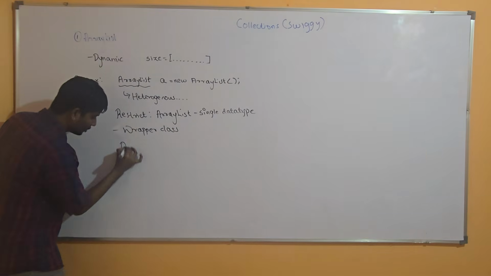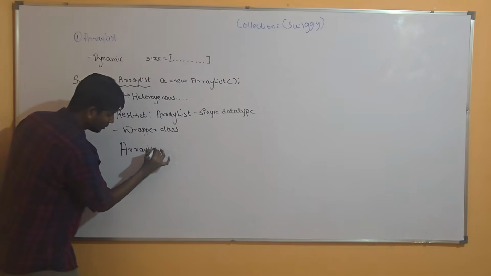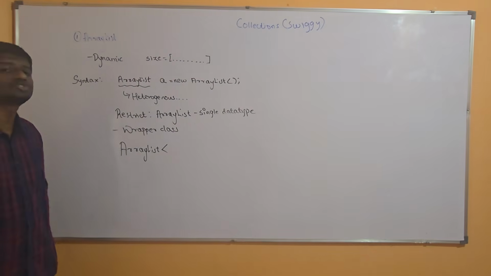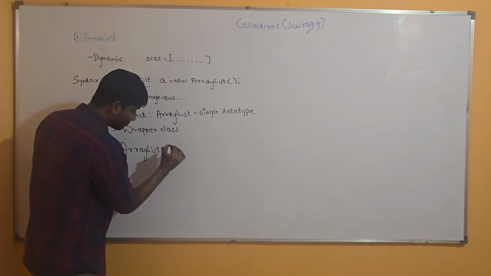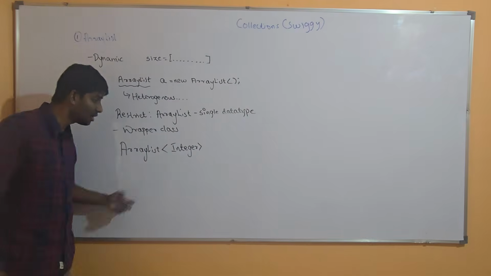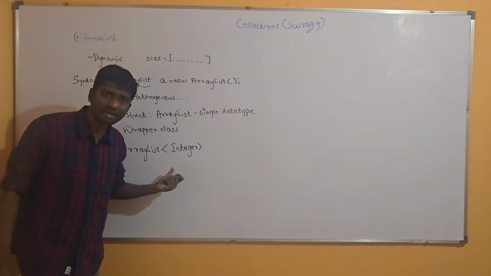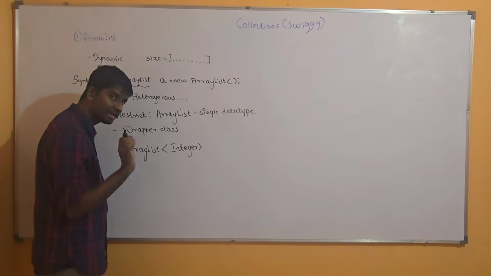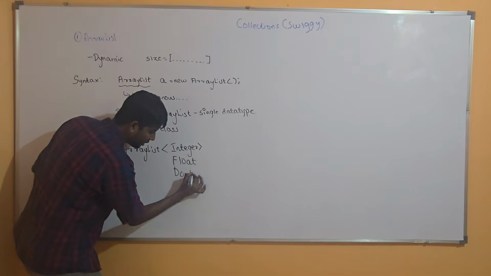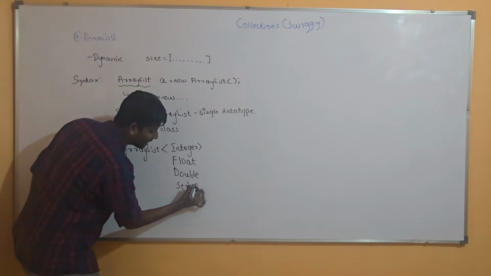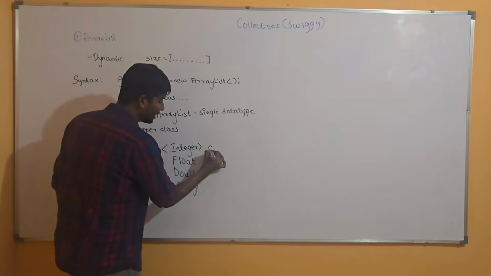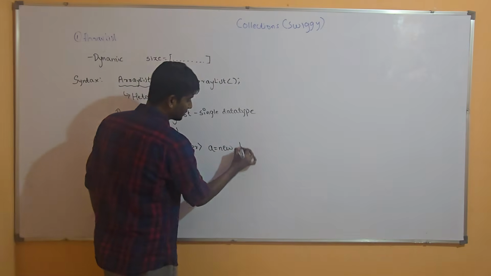The syntax is same. You have to write ArrayList. Now in the angular bracket, tell which data type you want to store. For example, I want to store integer. Can you see the difference now? It's not int, it's not a primitive data type, it's a wrapper class, the class of integers. If you want to store float, write it like this. You want to store double, write it like this. If you want to store string, write it like this. Whichever data type you want to store, write the full word with the first letter in capital. That's it, okay? ArrayList Integer a is equals to new ArrayList.